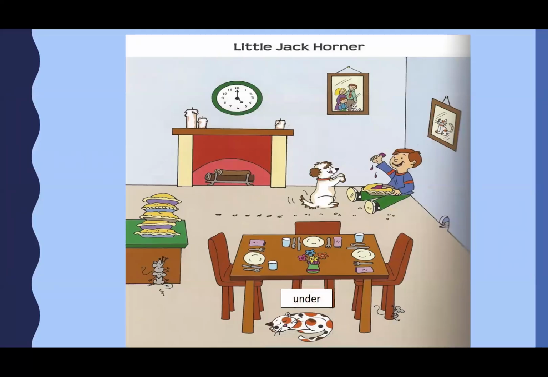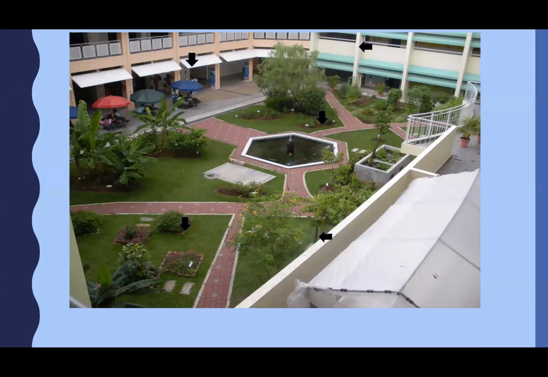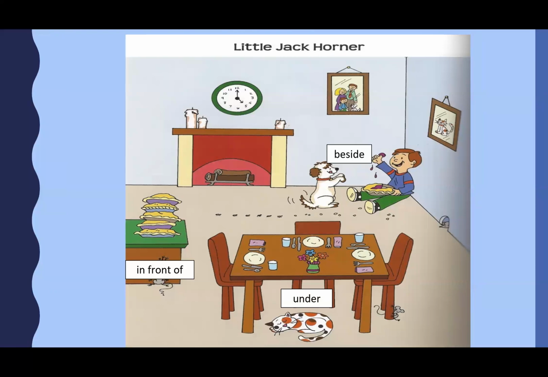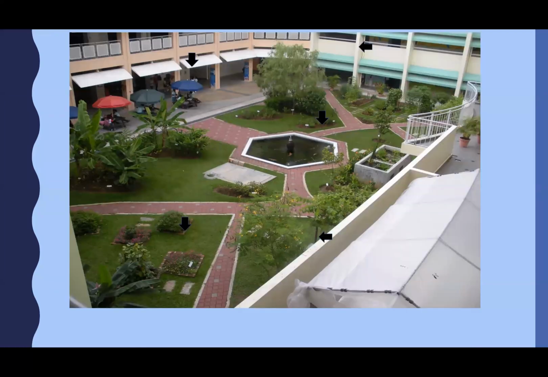And the last thing that I want to share with you here is showing you how you can use this for vocabulary. So with this picture here, I could have my kids find the vocabulary that we've been working on. And I can say the cat is under the table, or the dog is beside Jack, or the mice are in front of the counter.